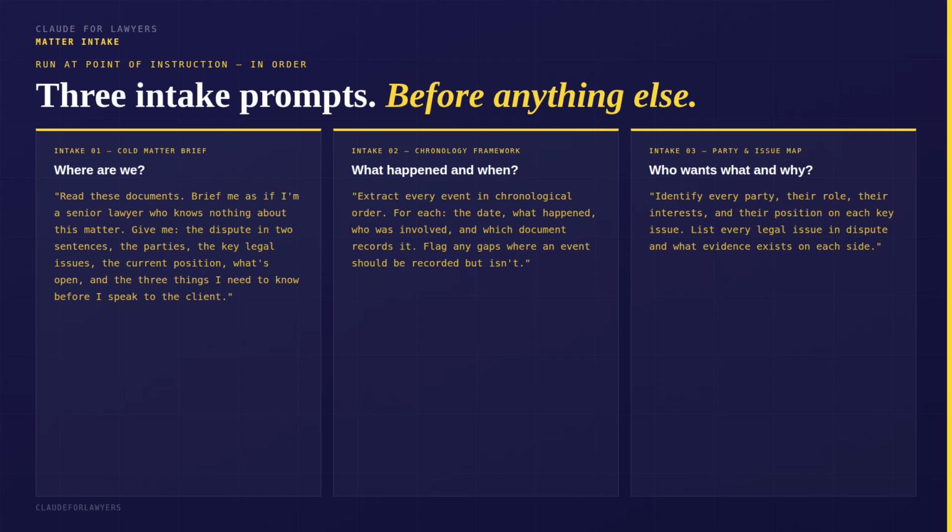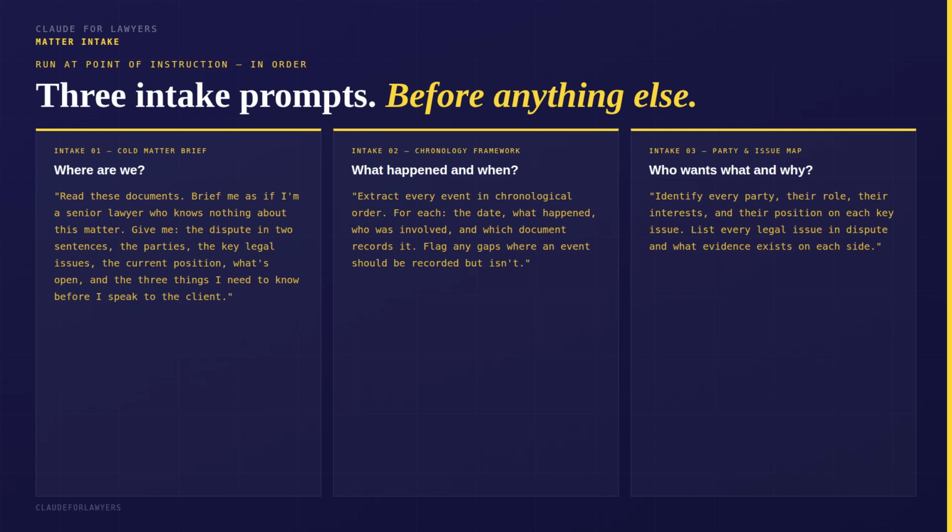Intake 3. The party and issue map. Identify every party in this dispute, their role, their interests, and their position on each key issue. Then list every legal issue in dispute and what evidence exists on each side for each issue. That prompt produces the map you need for every strategic decision that follows. Run all 3 before the client call. Every time.